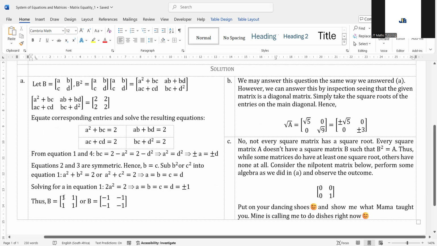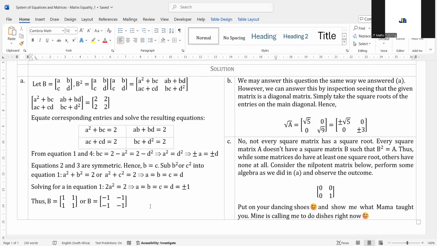The first has all ones as the entries. The second one is also a 2 by 2 matrix with minus 1 for all the entries. So those are the two square roots. This is not the only way in which you can solve this, but for first year students, I would rather go with this algebra route. Once we learn more about matrices, then we can employ the other methods.